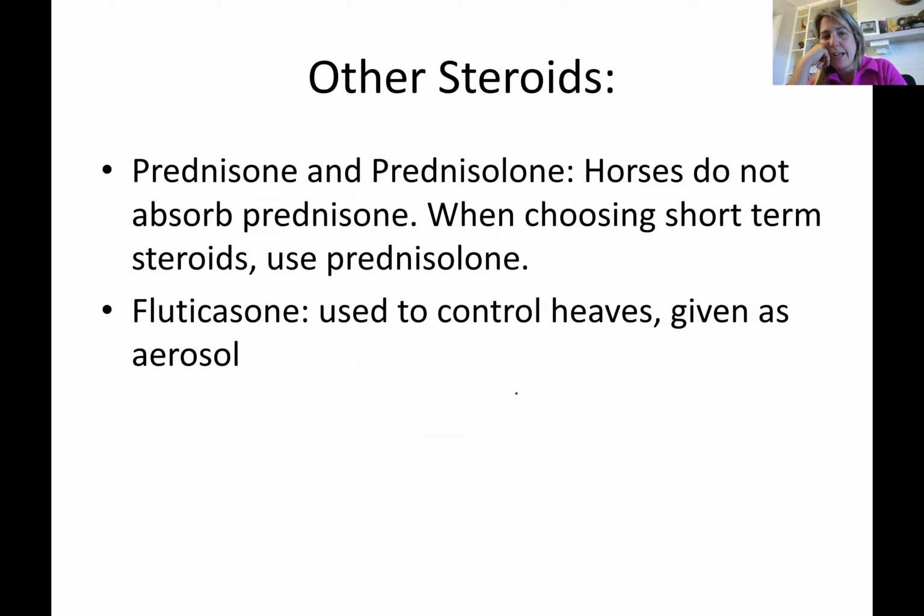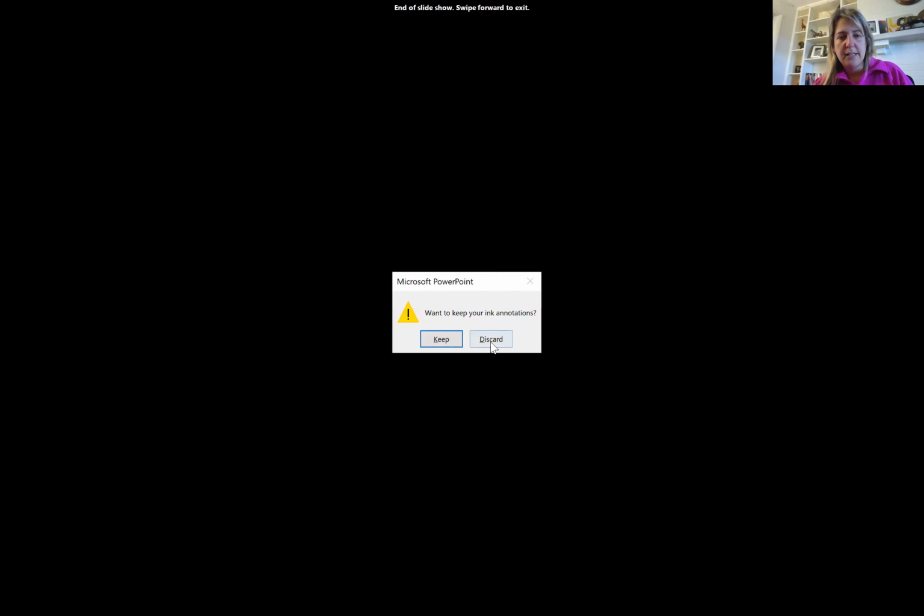Prednisone and prednisolone, like I said, we don't use prednisone in horses, but when we're choosing short term, it needs to be prednisolone, but obviously it is the veterinarian who is going to make that decision. Fluticasone is an aerosol, and it's used to control hives, given as an aerosol with a face mask, and it can help the horse because, as we're going to study in hives, the inflammation in the respiratory system is also very great. So it needs to be treated with steroids as well.